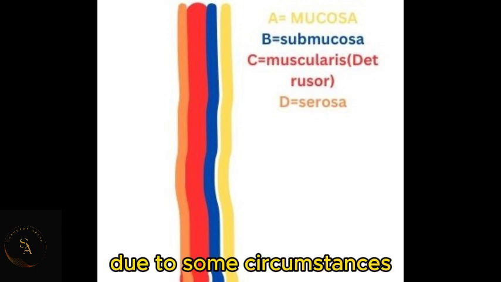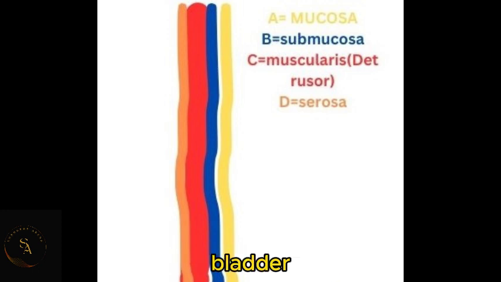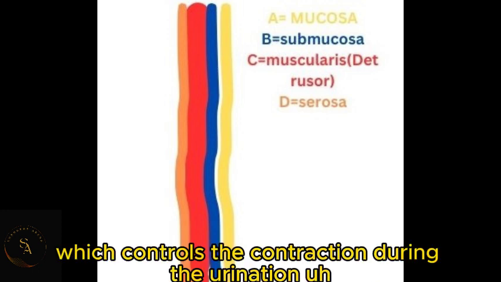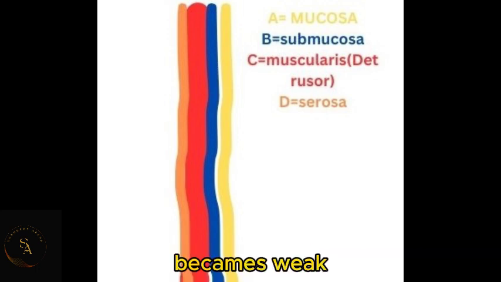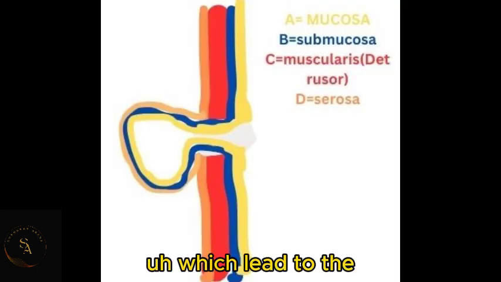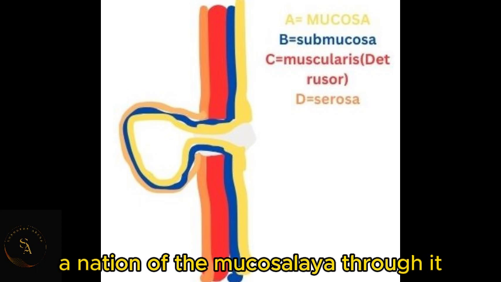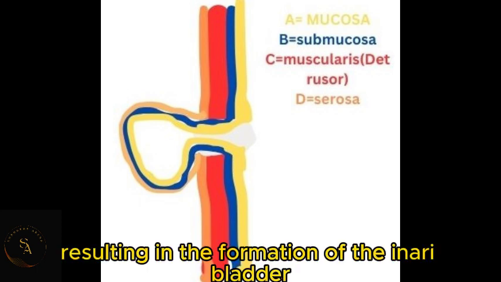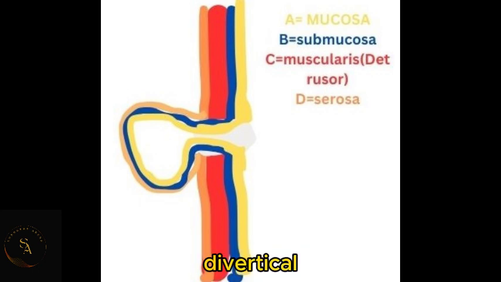Due to some circumstances, the muscular layer of the urinary bladder, which controls the contraction during urination, becomes weak, which leads to the herniation of the mucosal layer through it, resulting in the formation of the urinary bladder diverticulum. Urinary bladder diverticulum can be congenital or acquired. Congenital urinary bladder diverticulum is seen in children, while acquired urinary bladder diverticulum is seen in the elderly, just like the case we are discussing today.